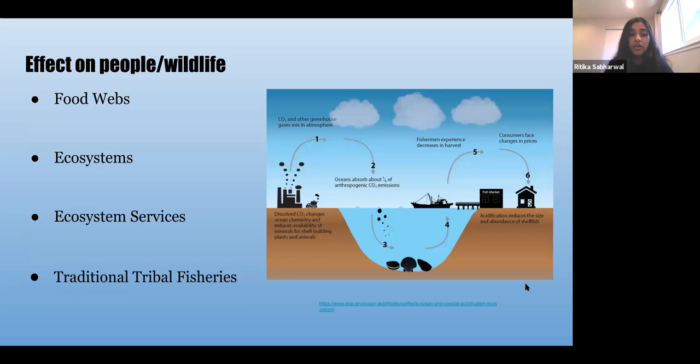Okay, so now we come to effects on people and wildlife. Ocean acidification reduces the populations of small marine animals like oysters, which leads to a shortage of food for animals higher up on the food chain. Ecosystems: coral reefs provide food and habitat for various marine animals. Any harm done to them due to acidification could disrupt the entire ecosystem. Ecosystem services: oceans provide services like commercial fisheries, recreational fisheries, subsistence and traditional shell fisheries, and aquaculture, and also tourism activities like snorkeling, which are affected by acidification.